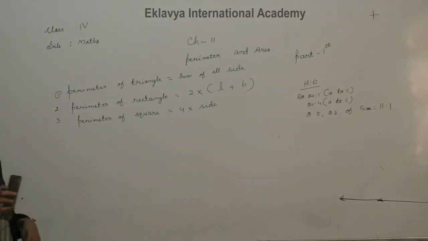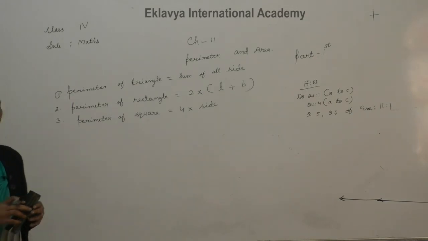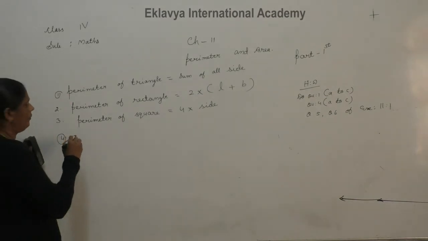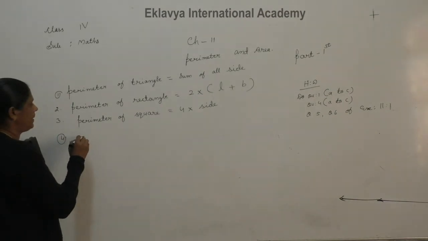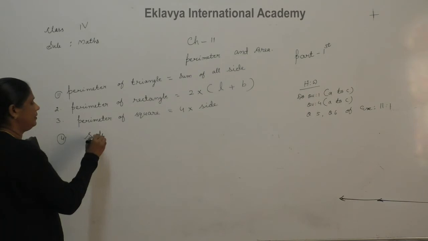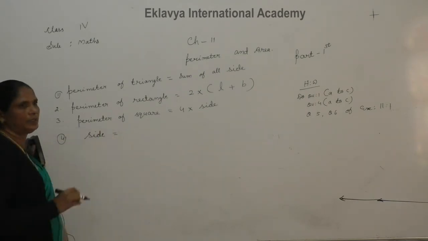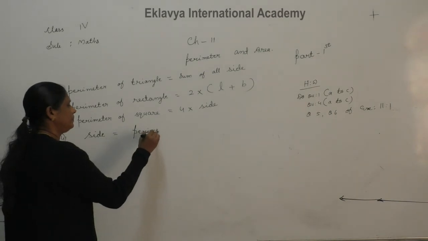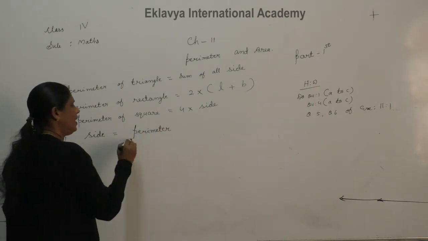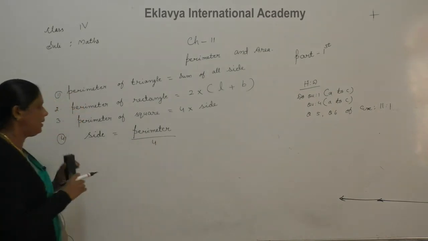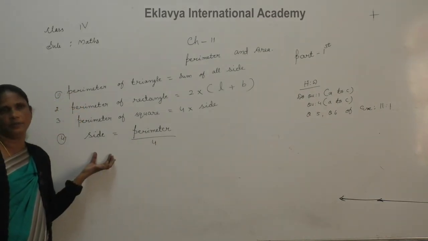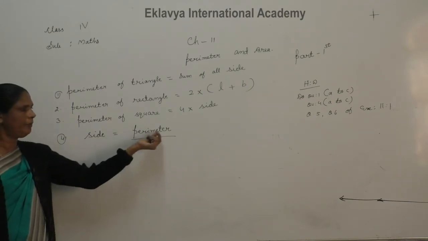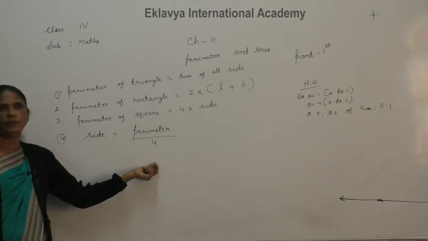Now, perimeter given, you find the side. Side is equal to perimeter upon 4, for the side of a square shape.